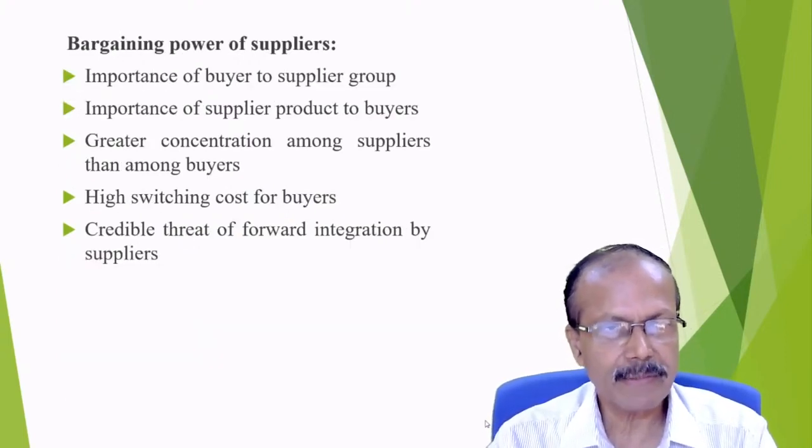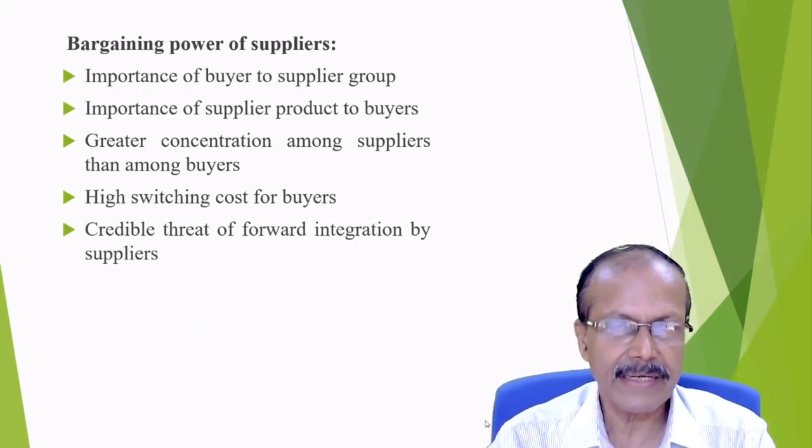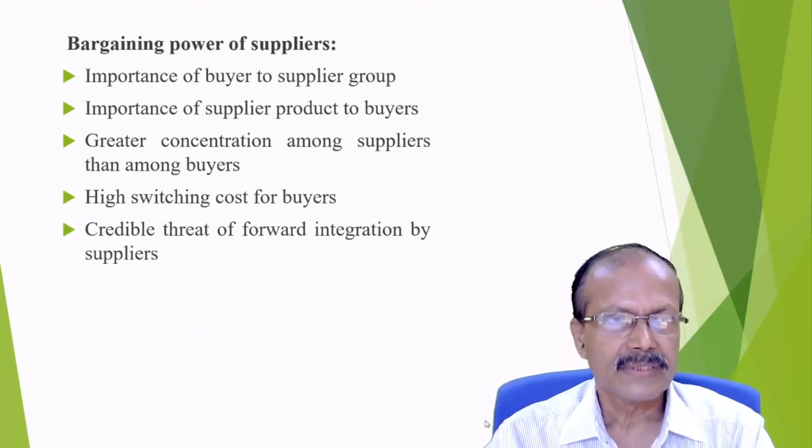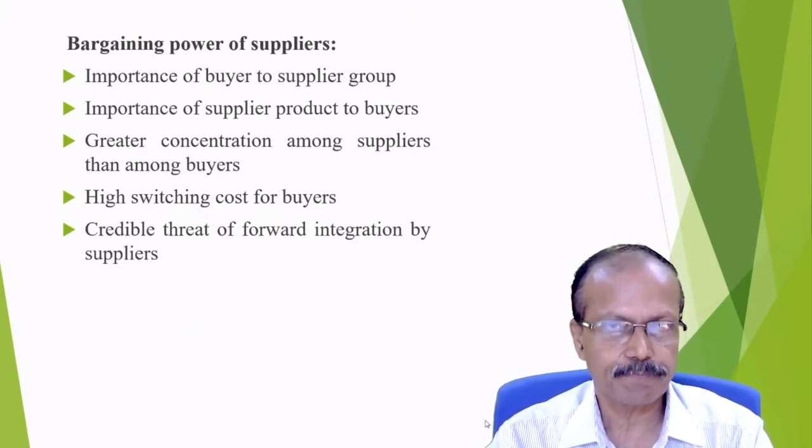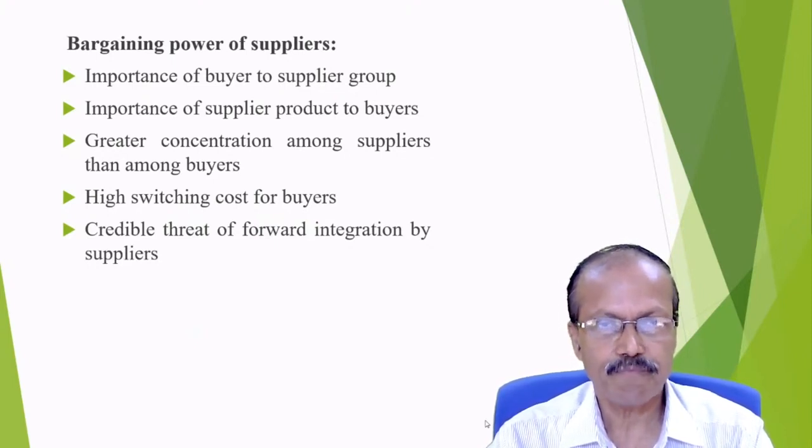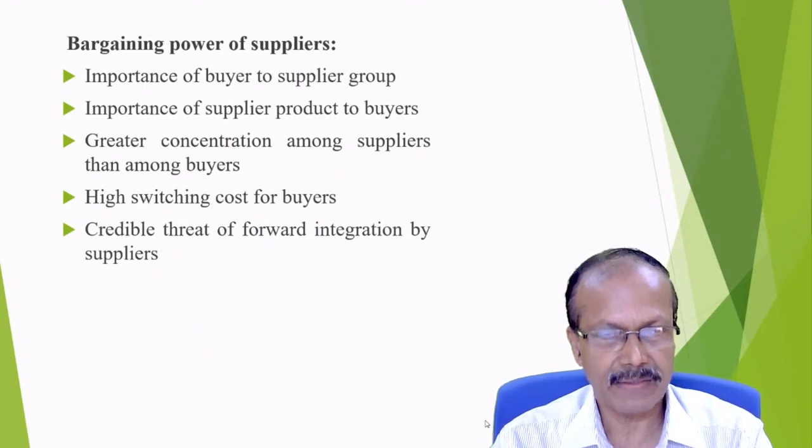With respect to the bargaining power of suppliers, the factors that affect and influence the business are the importance of the buyer to the supplier group, depending on the type of product and industry. Similarly, the importance of the supplier's product to the buyers. What is the level of importance they keep, the value, that is very important. Then the third is the greater concentration among the suppliers than among the buyers, because the focus is on how to supply quality inputs at a competitive price.